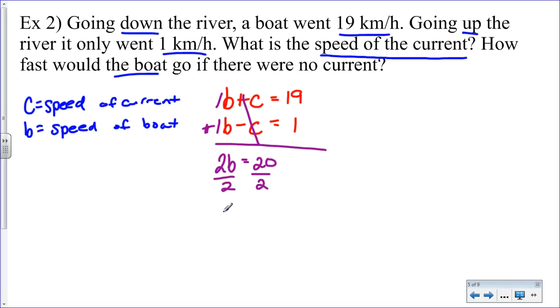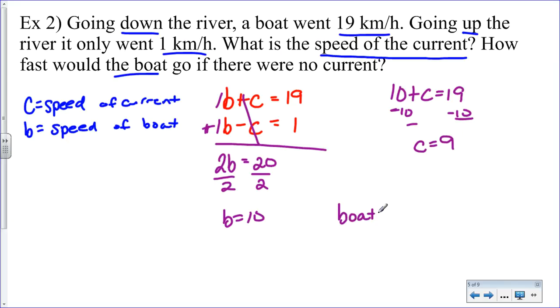So when I solve, B is 10. I'm going to go ahead and plug that back in. 10 plus C equals 19. So if I'm solving for the current, 19 minus 10 is 9. So the boat is going 10 kilometers per hour, and the current is going 9 kilometers per hour.